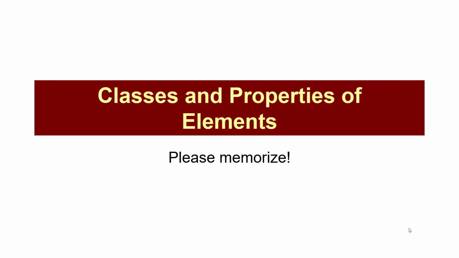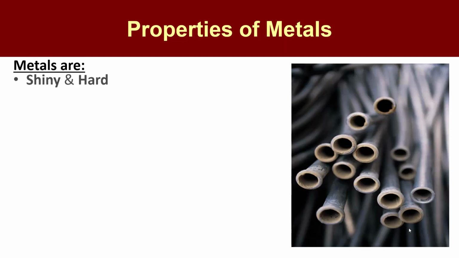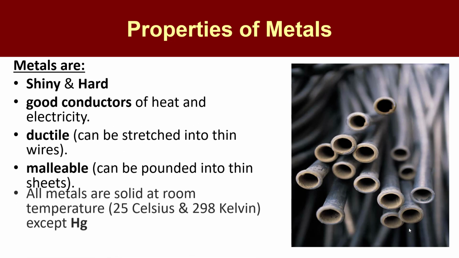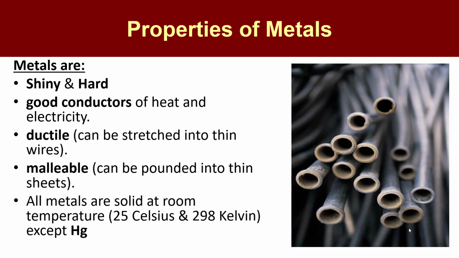Let's now segue into the classes and the properties of the elements. This, guys, is going to be something for you all to memorize. So beginning with metals, you guys probably remember from middle school science these properties. Metals are shiny and hard. They're great conductors of heat and electricity. They are ductile. They are malleable.